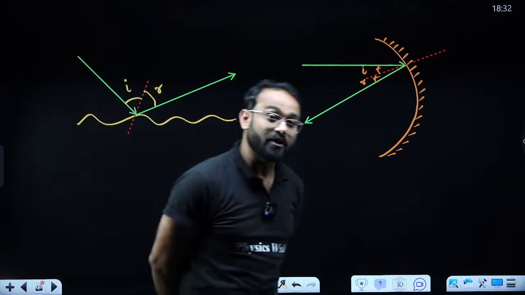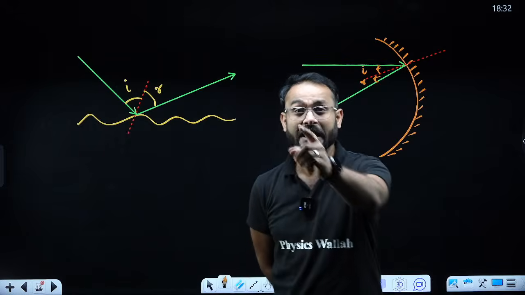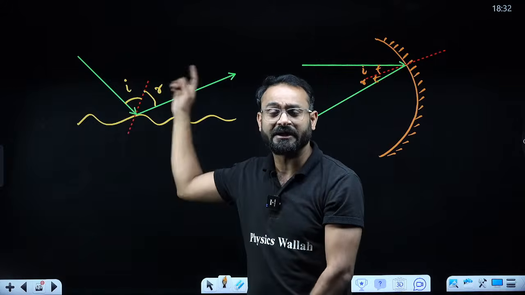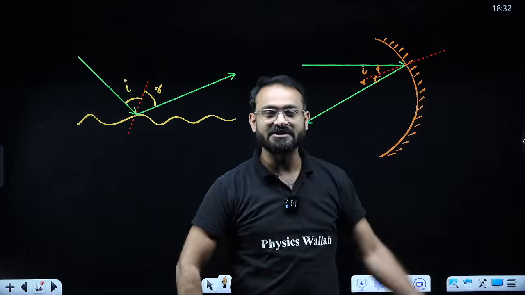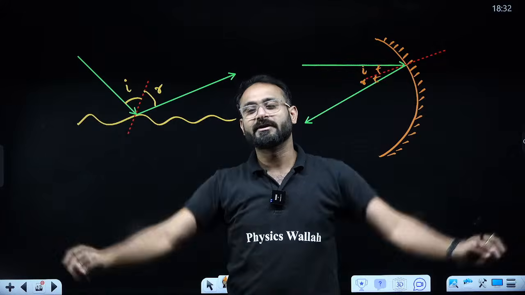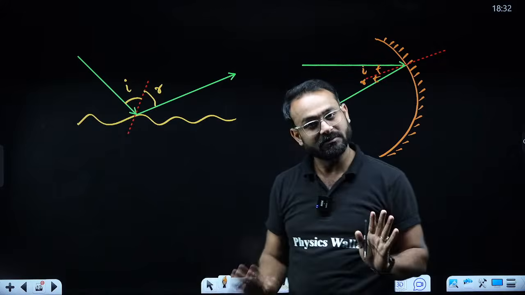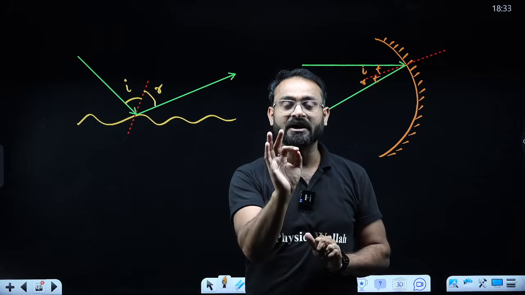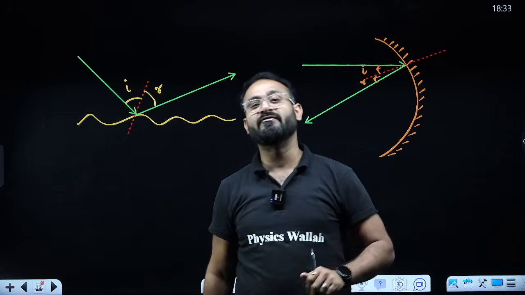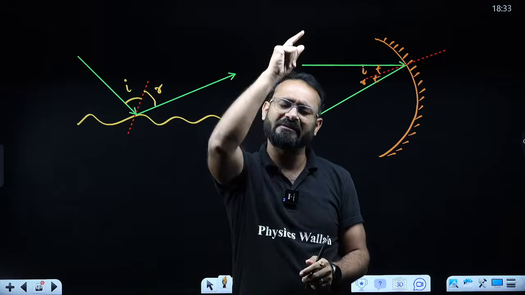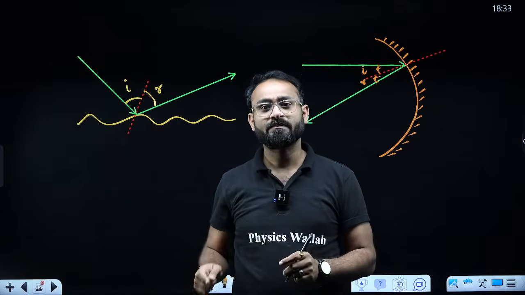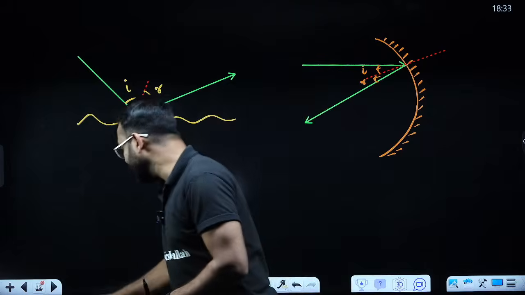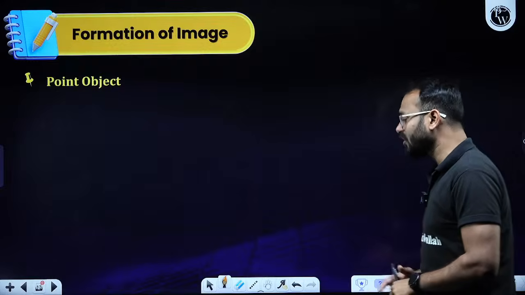So when it comes to the laws of reflection, angle I will always be equal to angle R, be it smooth surface, irregular surface, curved surface, it is applicable everywhere. I hope you got this. Don't ever get confused if anyone asks where it is going to be applicable. It is applicable at every single point, every surface, wherever the reflection occurs, this law is applicable.